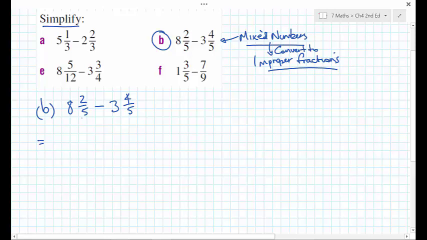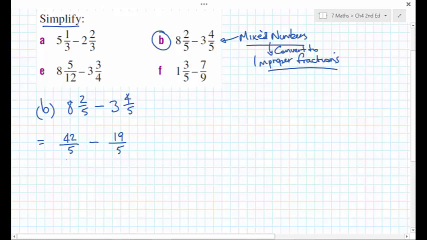So let's have a look here. So this here is going to be over 5. Let's just have a quick look here. I go 5 times 8 is 40, plus 2 is 42. I then have take, and this one's going to also be over 5, and so I then have 5 times 3 is 15, plus 4 is 19.